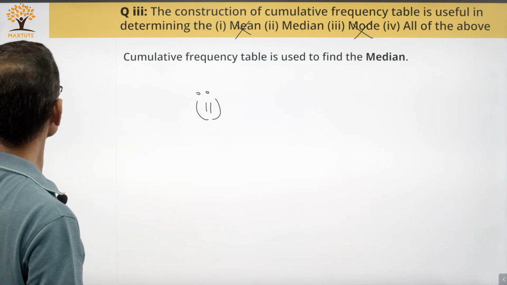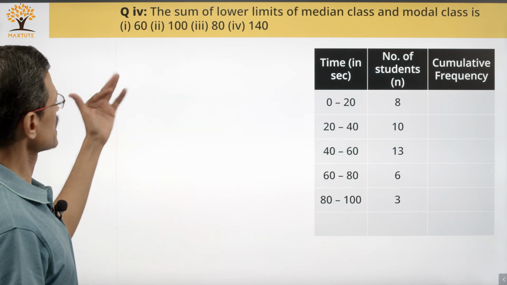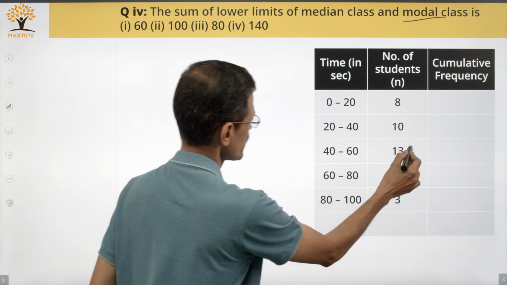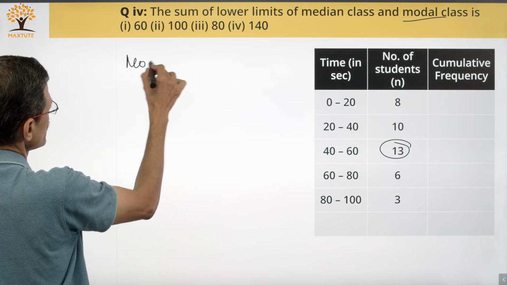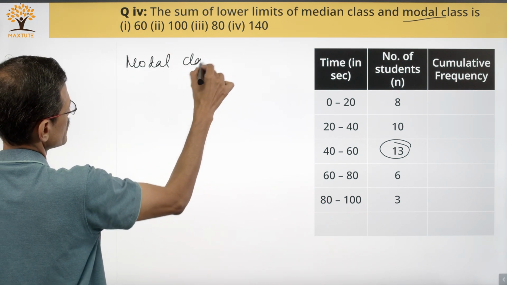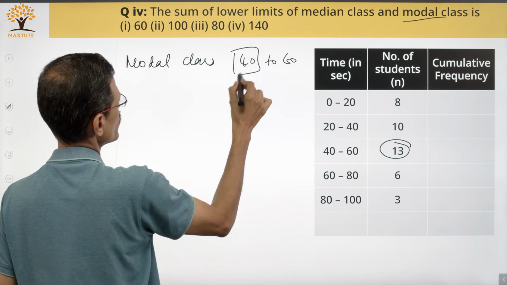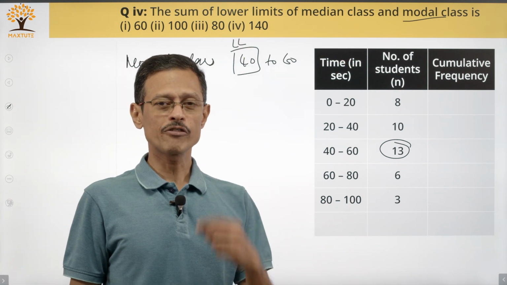Let's move on to part 4. The sum of the lower limits of the median class and the modal class is what? I'm going to start with modal class because we've done this part. The modal class is basically 40 to 60, right? So 40 to 60 is our modal class. The lower limit of this modal class is equal to 40. So one part we have found out. We'll have to find out the median.